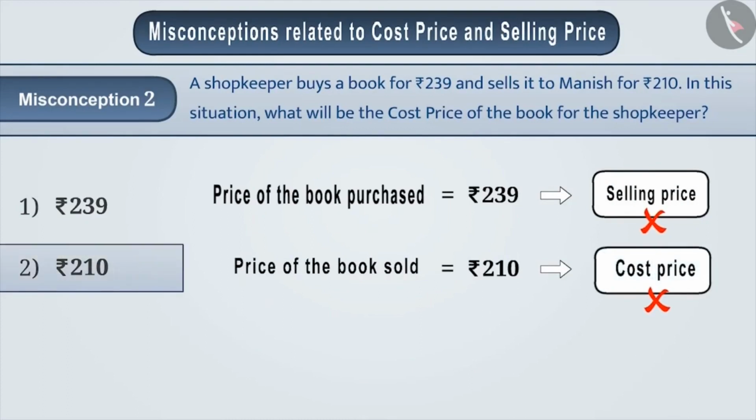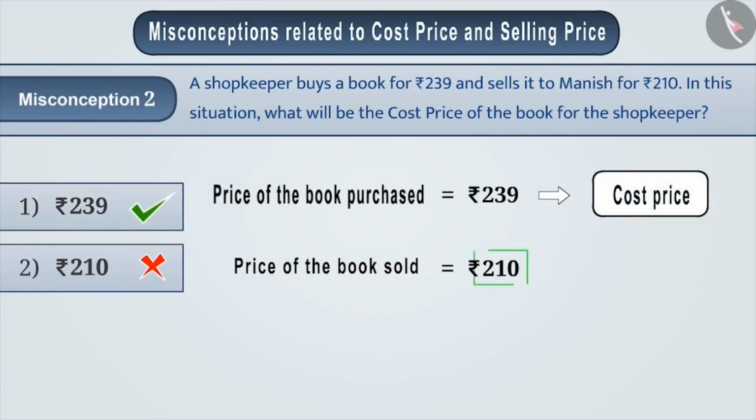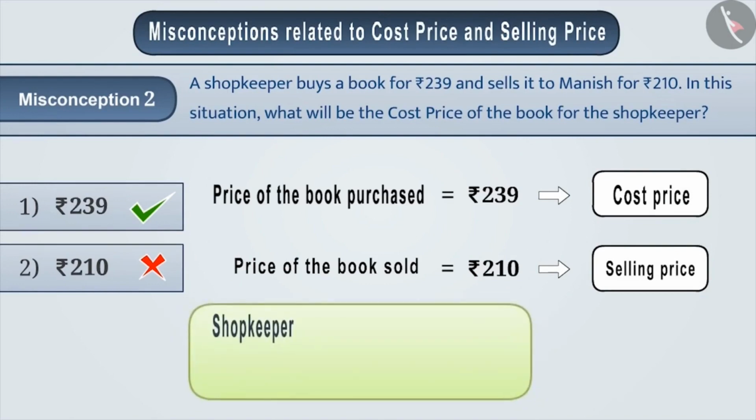With this understanding, incorrect answer option 2 is chosen. The correct understanding is that the price at which the shopkeeper purchases an item is called the cost price, and the price at which he sells an item is called the selling price. Along with this, it is also necessary to understand that here rupees 210 is the selling price for the shopkeeper, and since Manish is purchasing the book at this price, 210 is the cost price for Manish.